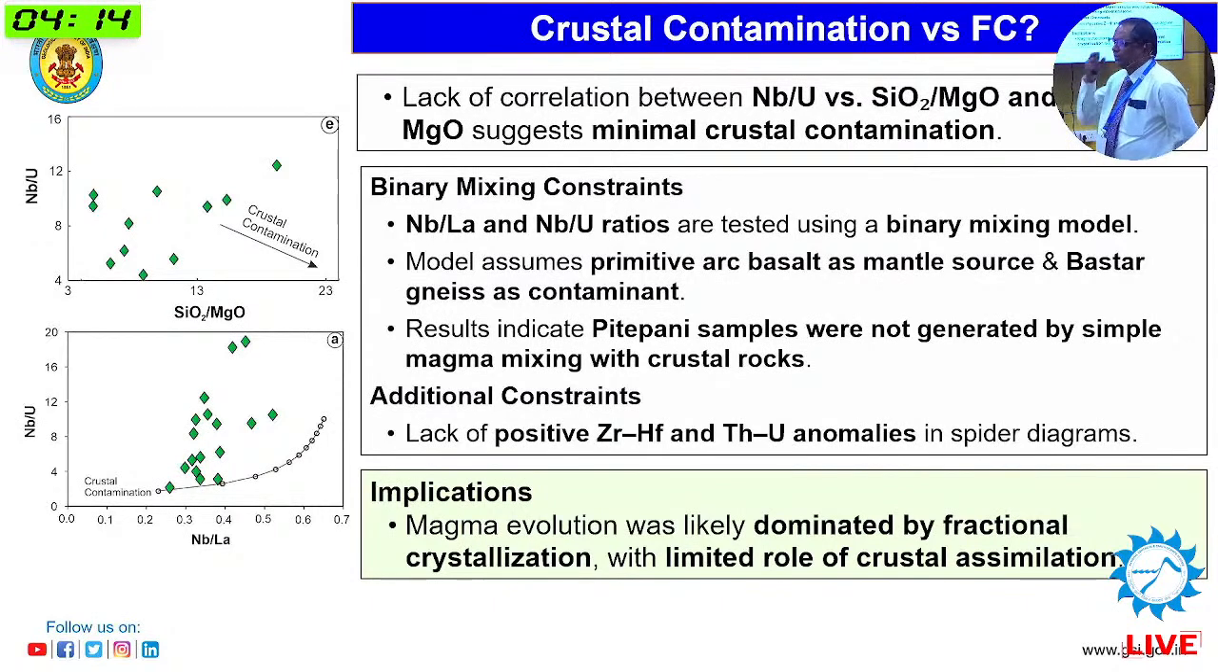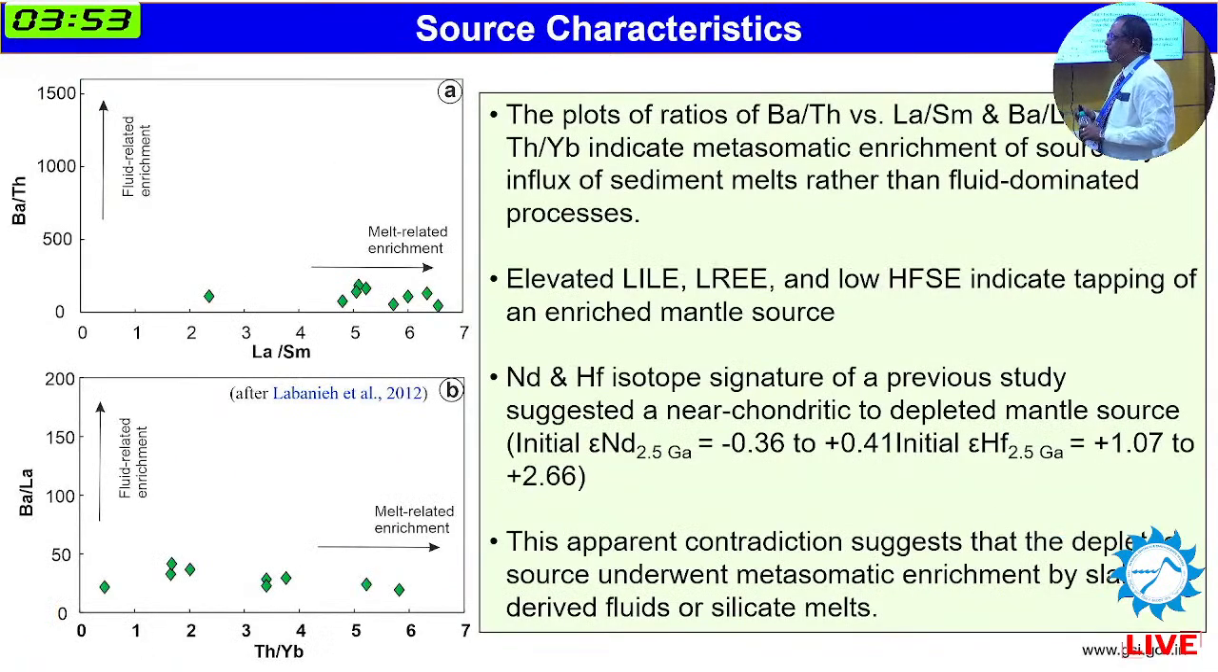Later on, we tried to see the crustal contamination, whether it is there or not. So the different plots that we have attempted don't show much role of crustal contamination in the evolution of the magma. This is more the basaltic magma mostly. Now, after that, we tried to see the source characteristics.